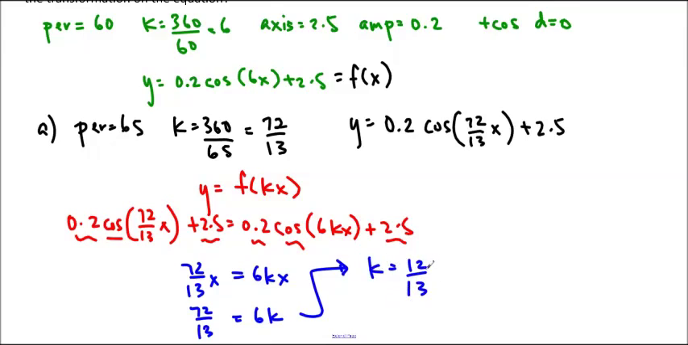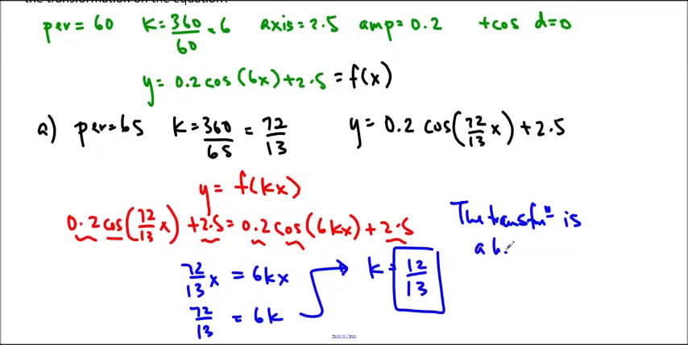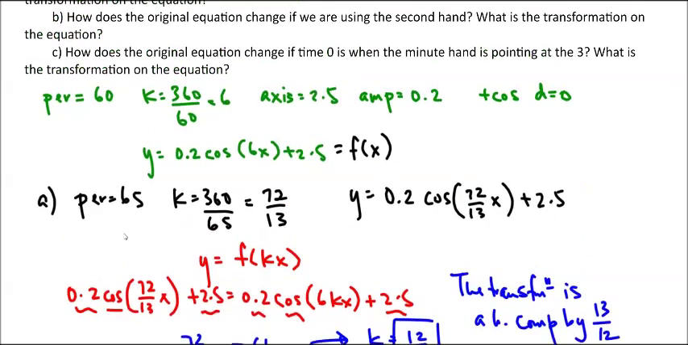So that is the transformation that's occurring to the original equation to get to this equation. So we'll say that the transformation is a horizontal compression by 13 over 12. And that's what's going on there. Okay? And let's do the last two.